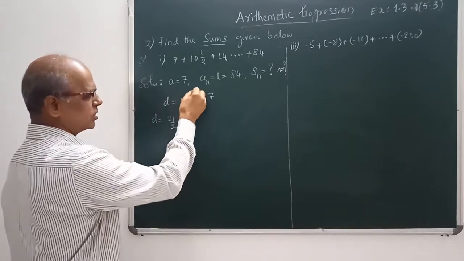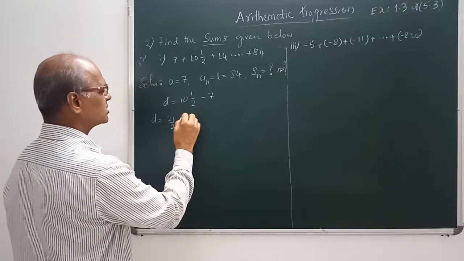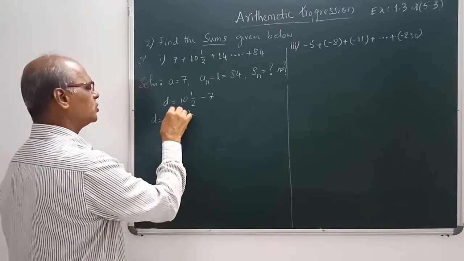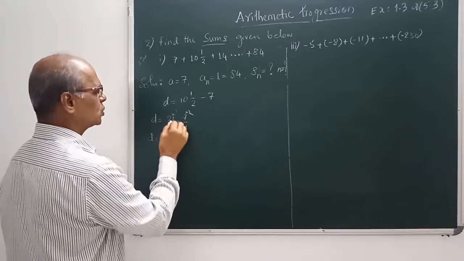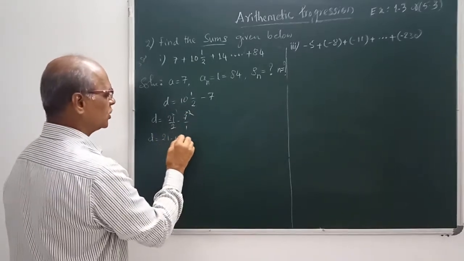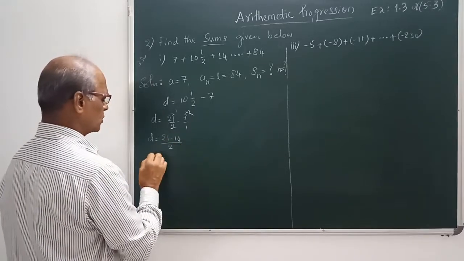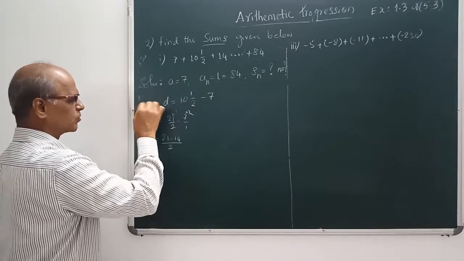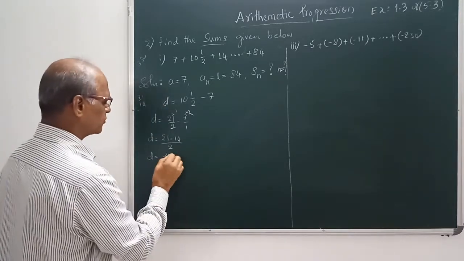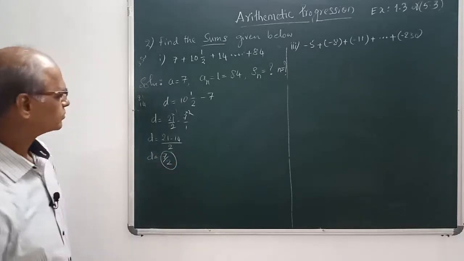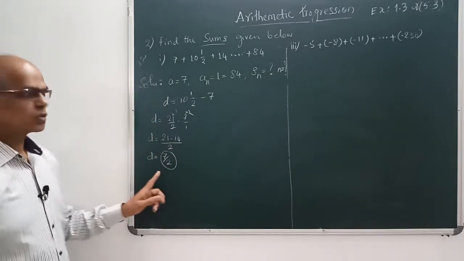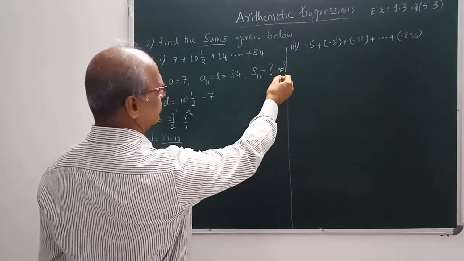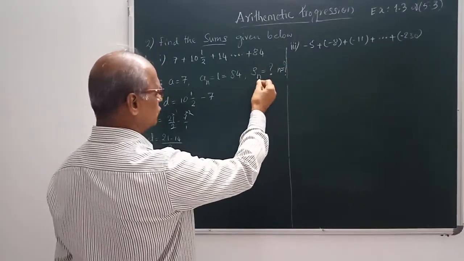10 2s are 20. 20 plus 1 is 21. Minus 7 by 1. That means 2 is the LCM. 2 1s are 2, and 2 1s are 2. So D is equal to 21 minus 14 divided by 2. So D is equal to, see here, 21 minus 14, 7. So this is 7 by 2. So D value is 7 by 2. Now here D we know, n we have to find out, then later on Sn we have to find out.